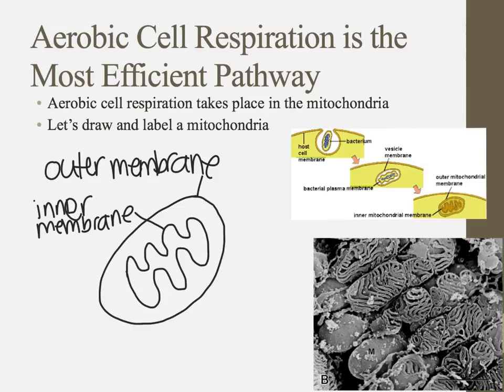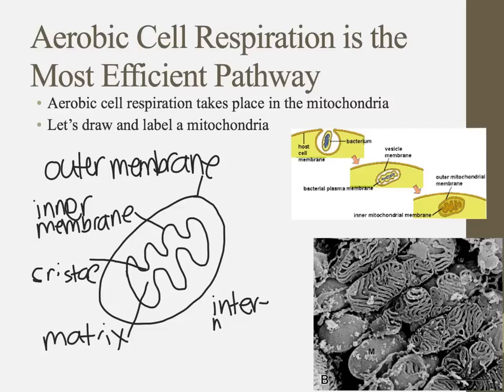Okay, we have the folds in the inner membrane called cristae. And they're like these things, these folds. Inside of the inner membrane, we have the area known as the matrix. And in between the inner and outer membrane, we have what's called the intermembrane space. And that's the space between the inside and outside membrane. The reason why you're asked to know this is because different parts of cellular respiration are going to occur in different parts of the mitochondria.